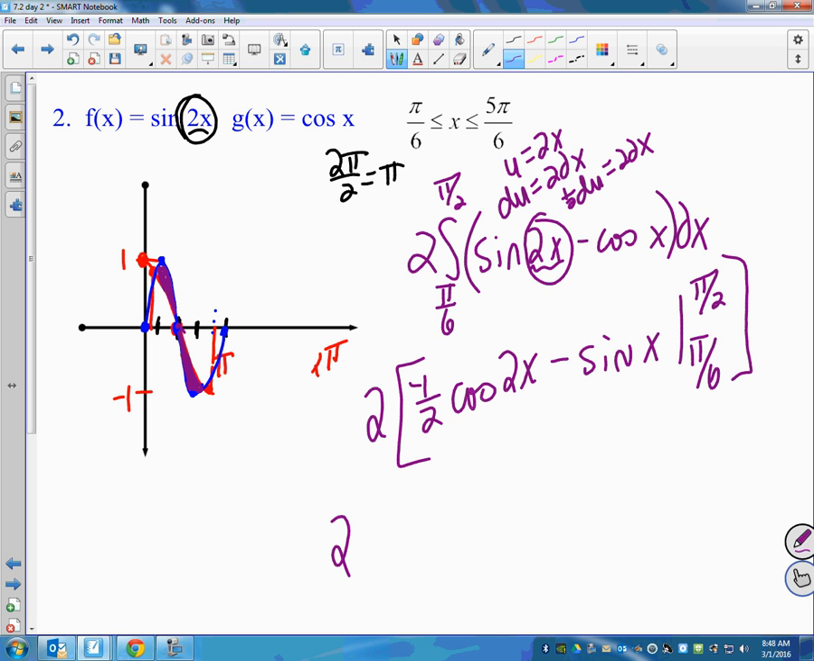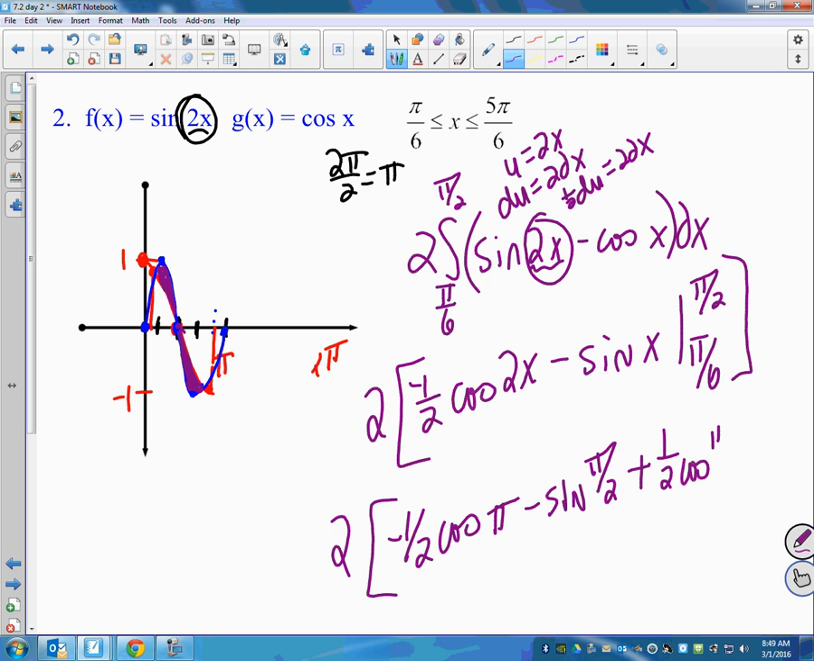So I'm just going to evaluate here for now. I'm going to say that's negative 1/2 cosine of, when I plug pi over 2 in there, I actually get pi, minus sine of pi over 2, minus, I'm going to distribute my negatives, so that's going to become plus 1/2 cosine of 2 times pi over 6, which is pi over 3, and that's going to become plus sine of pi over 6.